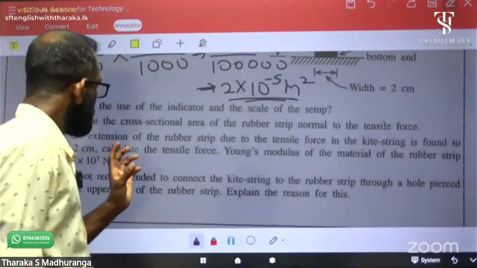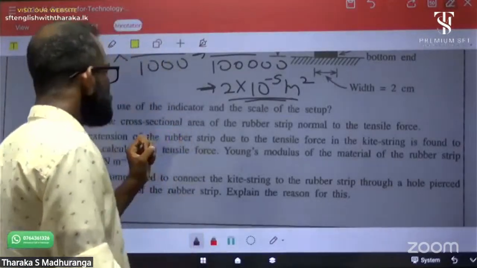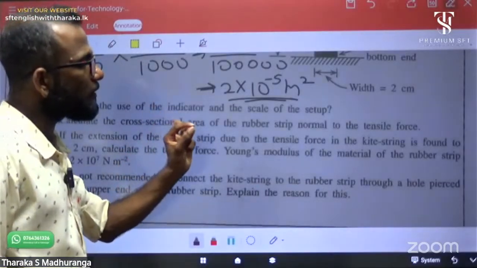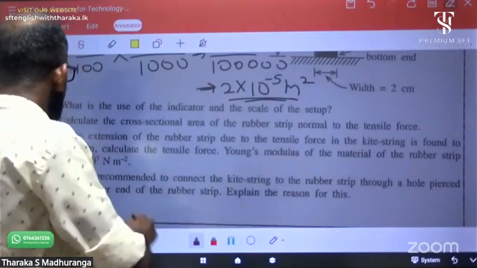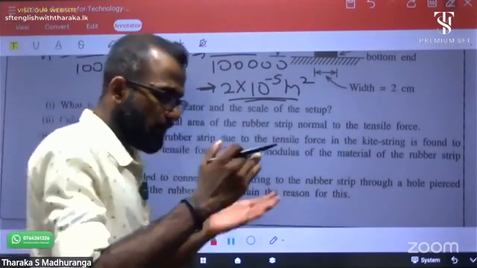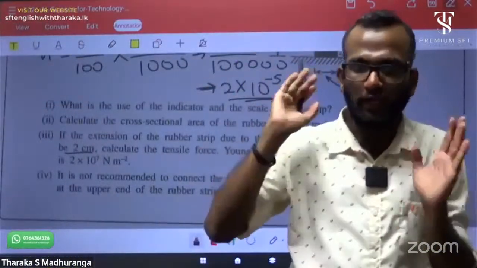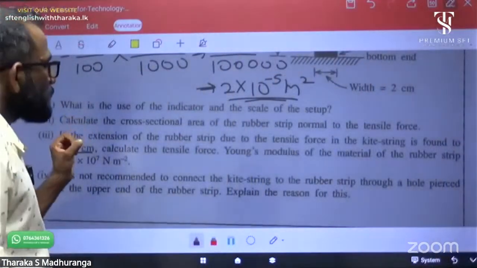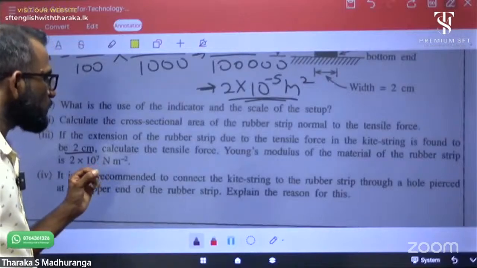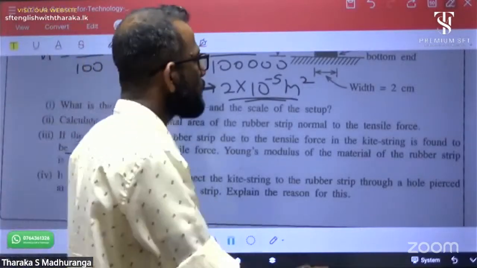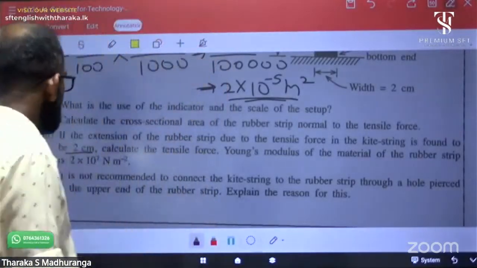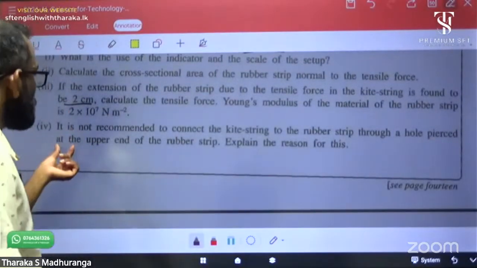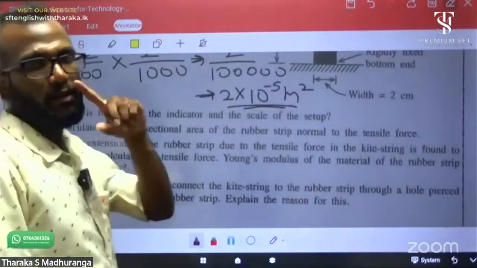Okay, third one. If the extension of the rubber strip due to the tension force in the kite string is found to be 2 centimeter, that means the increasing length is 2 centimeter, right? Calculate the tension force. Young's modulus of the material of the rubber strip is 2 into 10 to the power 7 N m minus 2.